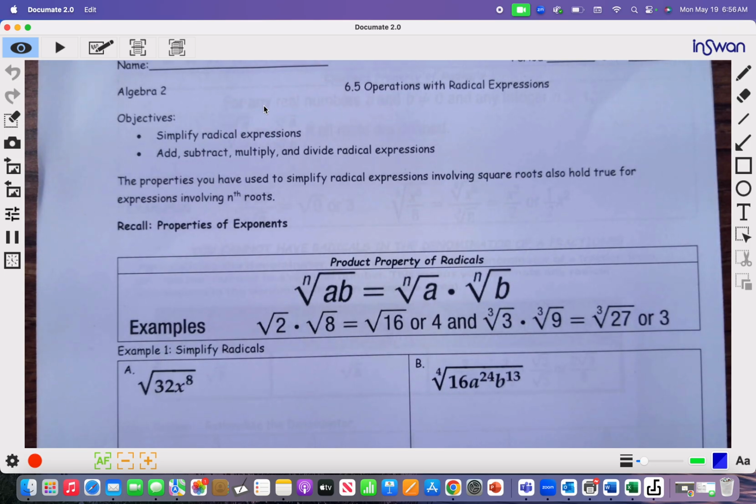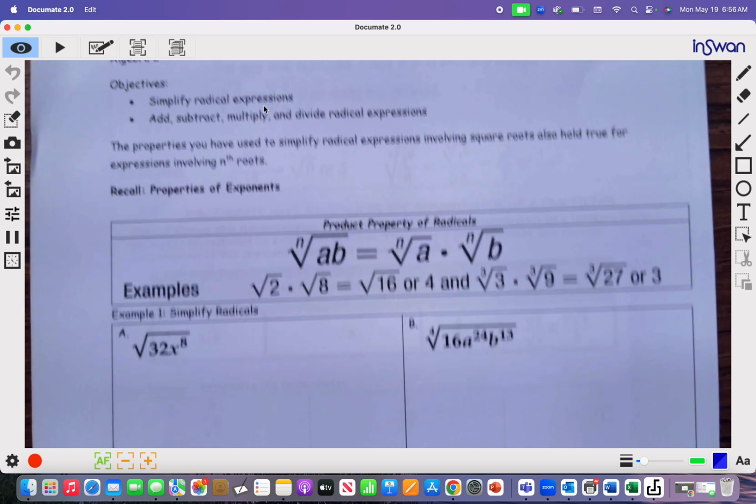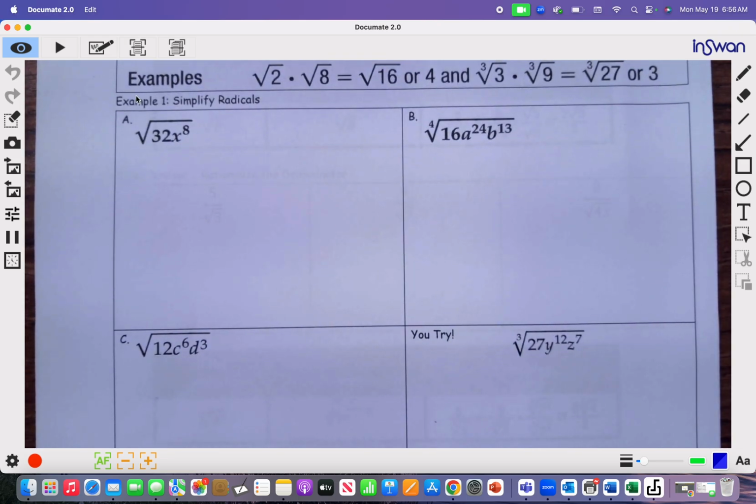Section 6-5, Algebra 2, we're simplifying radical expressions and adding, subtracting, multiplying, and dividing them. In the last section, we did simplify some radicals, but they all came out to be perfect squares or perfect cubes, whatever it is we were doing. So in this case, they're not perfect squares or cubes. We are not using our calculator, and we are simply breaking them down.